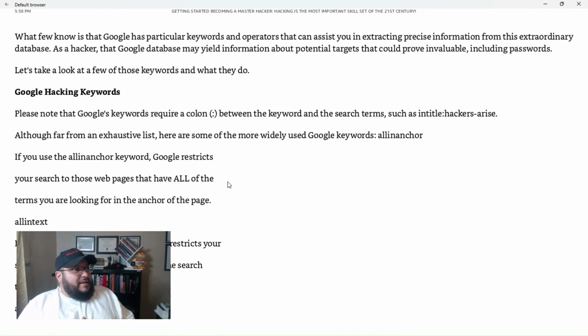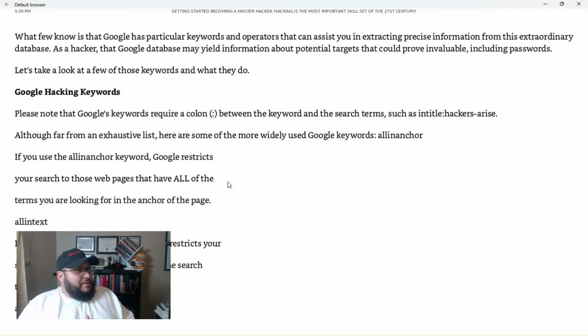What few know is that Google has particular keywords and operators that can assist you in getting exact, precise information from this extraordinary database. As a hacker, that Google database may yield information about potential targets that could prove invaluable, including passwords. Let's take a look at a few of those keywords and what they do.